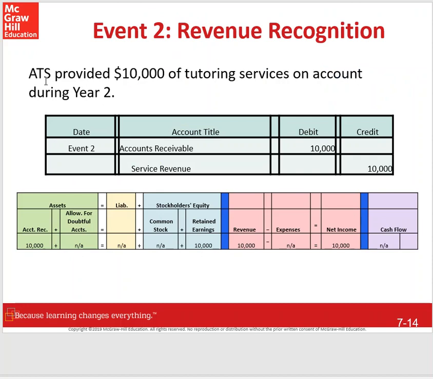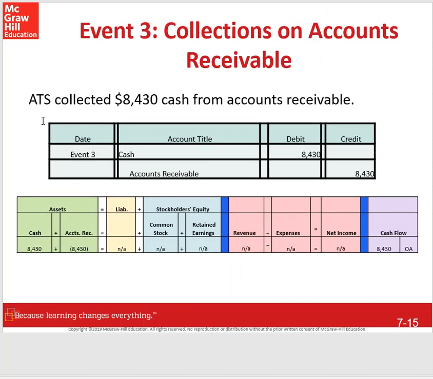So we go about our business in year 2. ATS provided $10,000 of tutoring services on account during year 2. So we debit accounts receivable, credit service revenue. So accounts receivable is going up and revenue is going up, which brings up our net income and therefore our retained earnings. Nothing's going on under cash flow because nobody's paid us yet. And then ATS collects $8,430 of that accounts receivable. So we're debiting cash, crediting accounts receivable. So cash goes up, accounts receivable goes down, and now we've got OA cash flow.